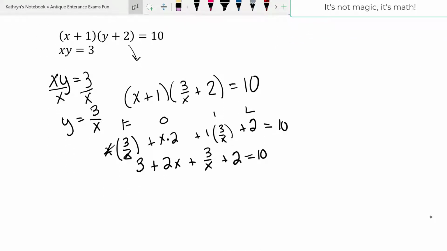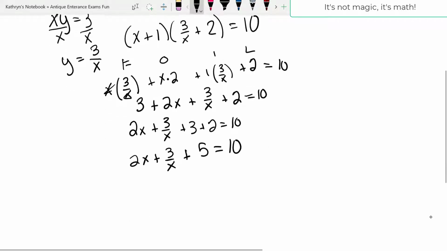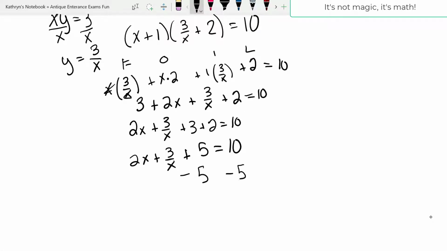I want to get the x's on one side and everything else on the other side. So I'm first going to put like terms together. And I'm going to wait and worry about this 3 over x in a minute. 3 plus 2 equals 5. So 2x plus 3 over x plus 5 equals 10. I'm going to subtract 5 from both sides. 2x plus 3 over x equals 5.